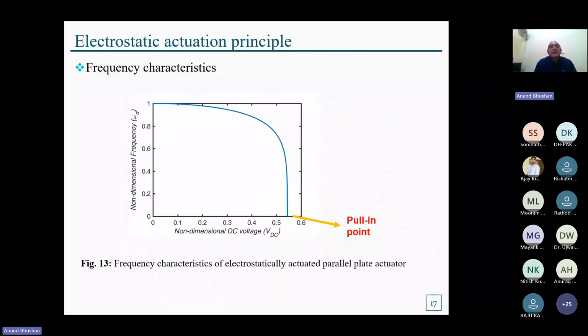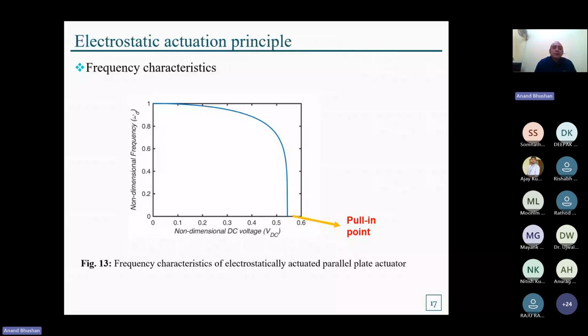The second thing is a frequency characteristic. This frequency characteristic is the plot between the non-dimensional frequency, which we have just calculated, and the non-dimensional DC voltage. Here we can see that the natural frequency is continuously reduced as we increase the DC voltage. This is predictable because, due to the spring softening effect, as we increase the DC voltage, the overall spring stiffness of this parallel plate actuator is reduced. So it means that its natural frequency is reduced.